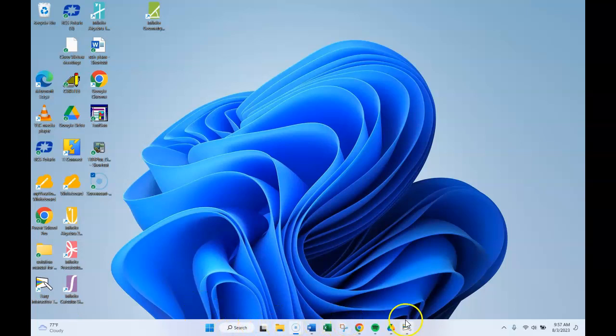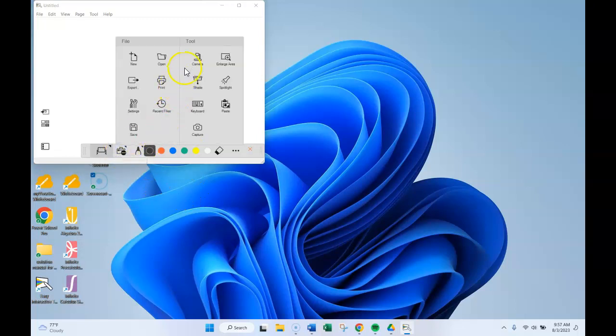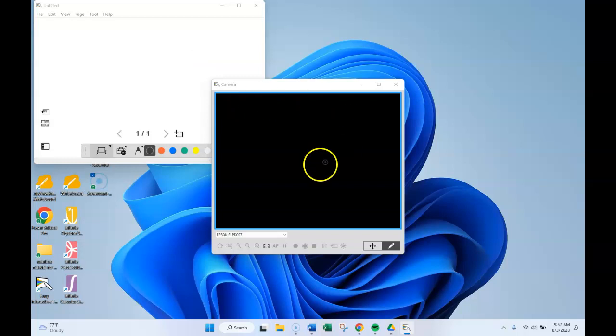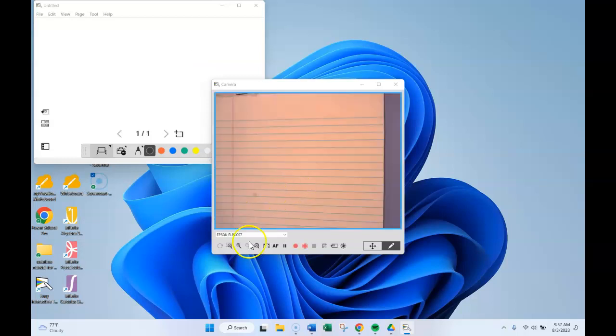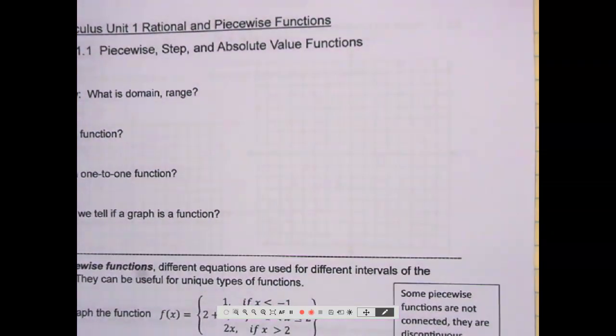Has anyone ever graphed a piecewise function? Have you heard of a piecewise function? Awesome. Okay, I might blow your mind a little bit today, but that's okay. We'll get through it. So let's get started. We're going to do some graphing today.